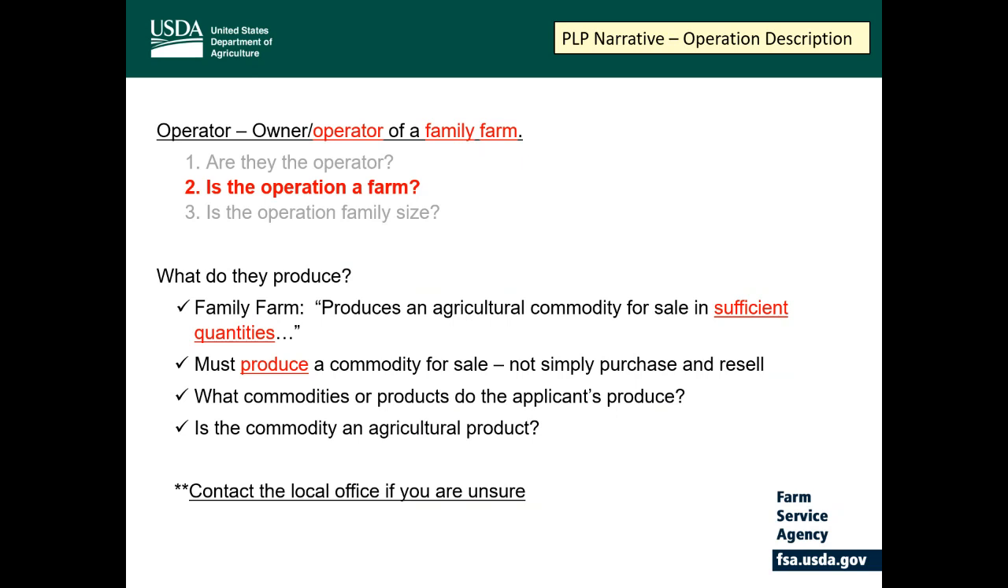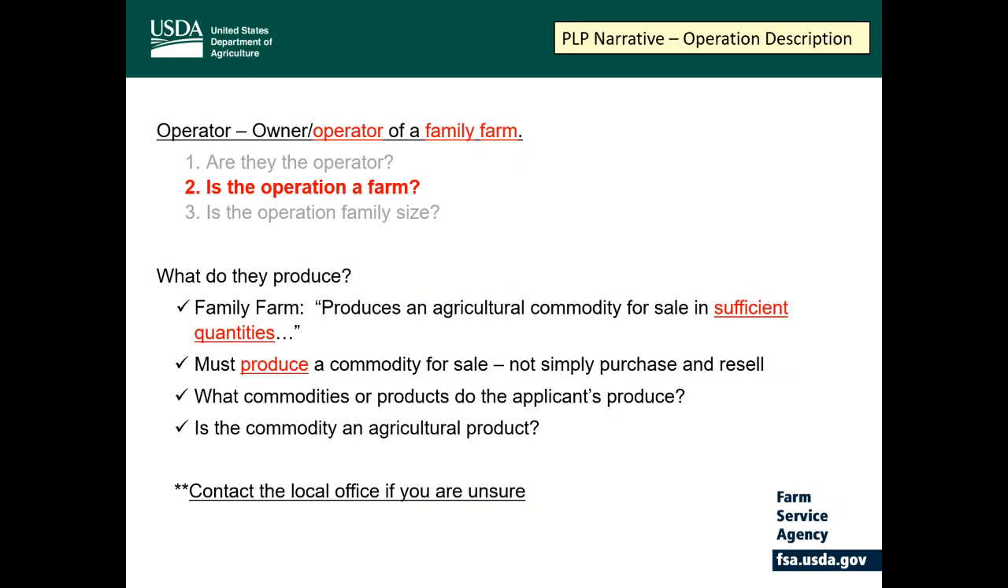If you have a cash flow, you can tell what their total sales are, and from what products, things like that. We don't get that. So that's where you need to work some of this into the operation description. They must produce a commodity for sale. They can't simply purchase and resell. At least a majority of it needs to be produced by them before they would sell it.